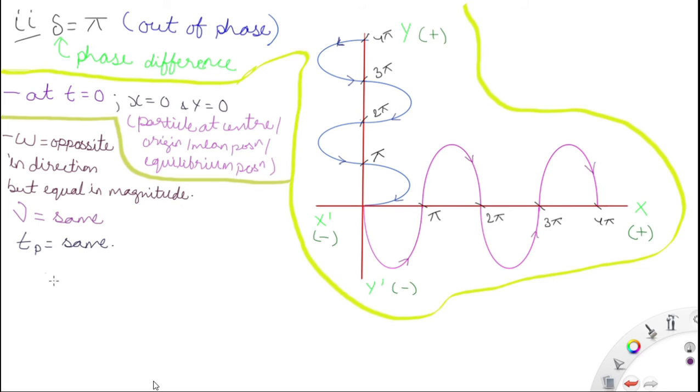If they are equal in magnitude, then they will cancel each other. They may not be equal in magnitude also, because completely out of phase means equal in magnitude and then displacement will be zero. So just make it clear that if it's equal, it means completely out of phase, and displacement will be zero at all times. So omega is opposite in direction, that's true, but the magnitude may or may not be equal.